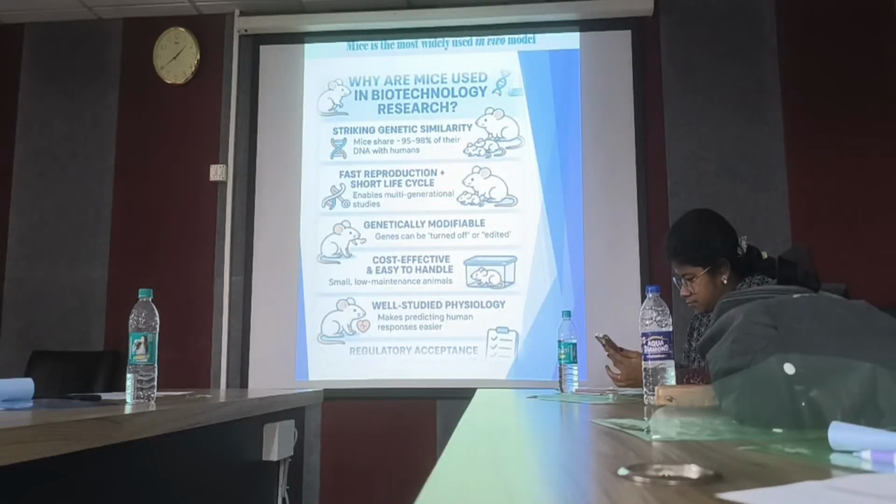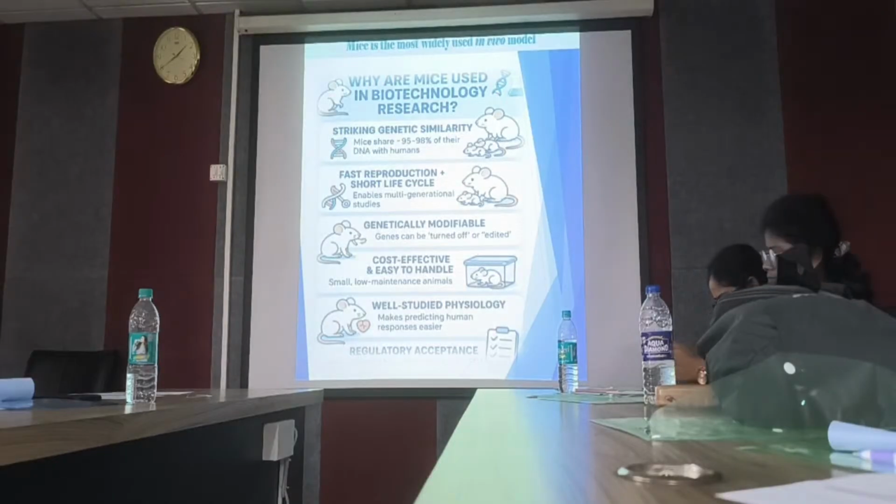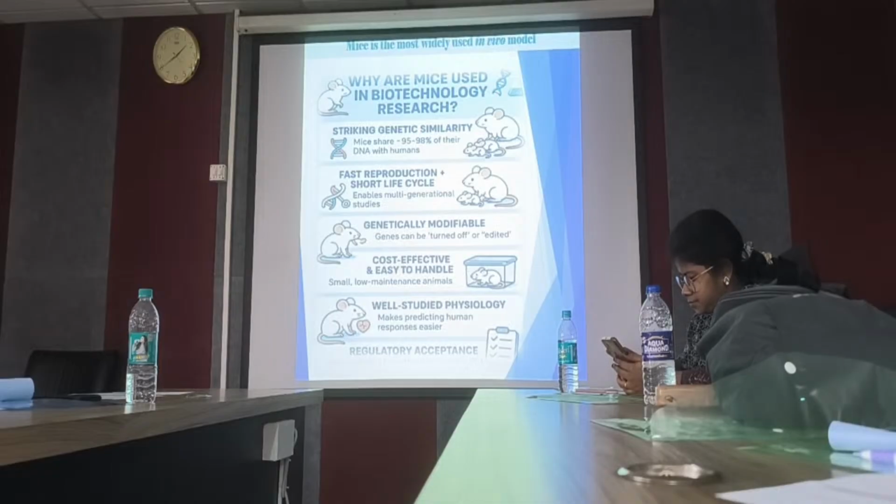Mice is one of the most important model systems. In our lab also we are using mice. So why do we choose the mice model? Because it has 95% genetic similarity with human counterparts, and also the genome sequence of the mice is well established, so we can easily create knockout mice. We can easily do any genetic modification with this mice model, and also it is cost effective, and it's very easy to handle.